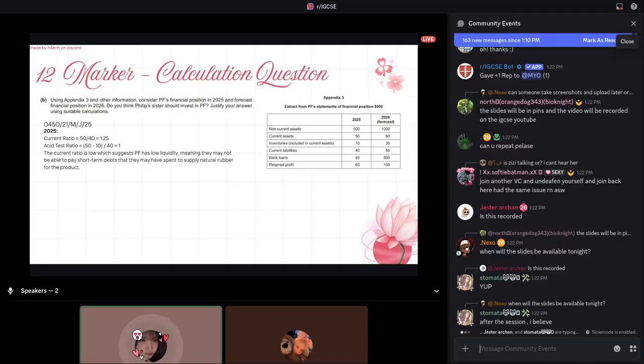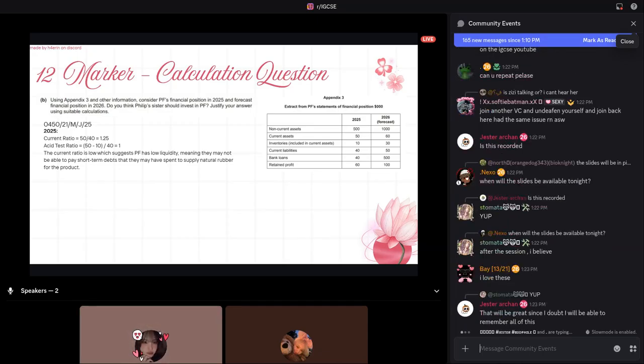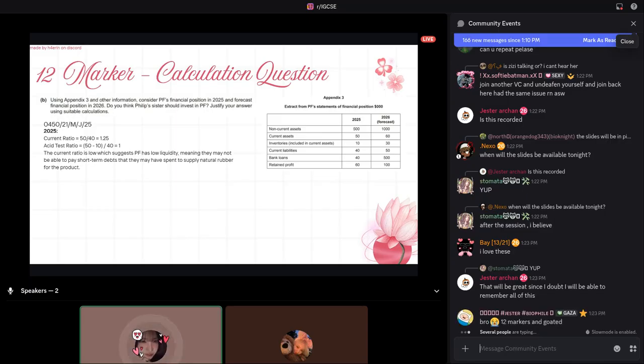So it's really simple to get a level 2 mark in a 12 marker question, especially a calculation question, which is what makes these 12 markers so goated, guys, because just calculating already gets you a level 2 mark. So here I calculated the current ratio. As current ratio, the formula is current assets over current liabilities. So 50 out of 40 is 1.25. Acid test ratio is current assets minus inventory over current liabilities, which equals to 1.